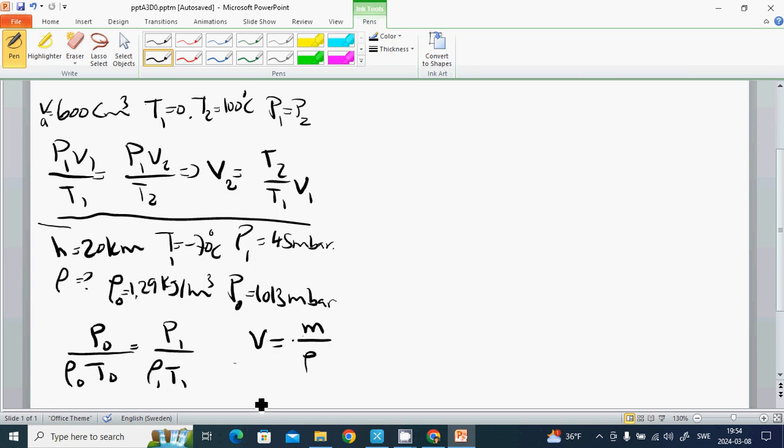Then rho 1 equals P1 divided by P0, T0 divided by T1. And we have all the values here and put them in and find the solution.